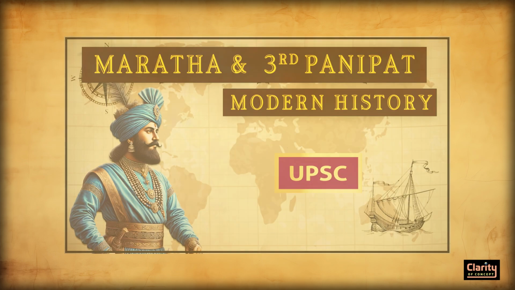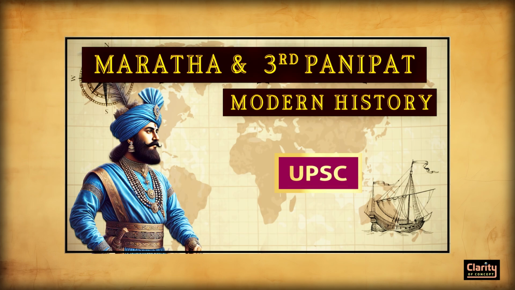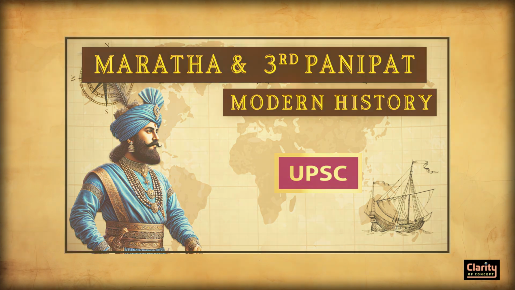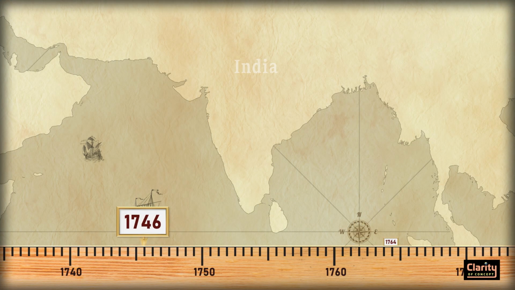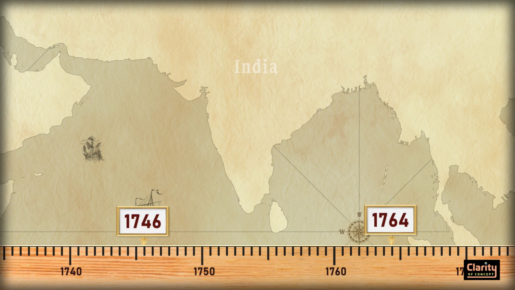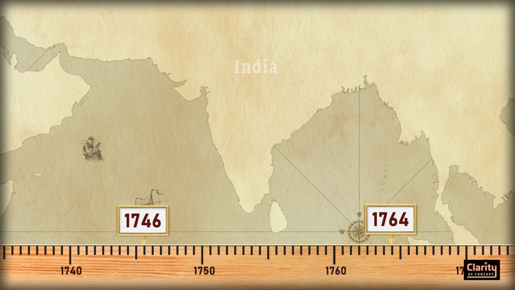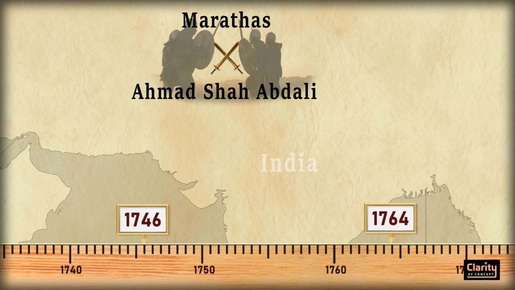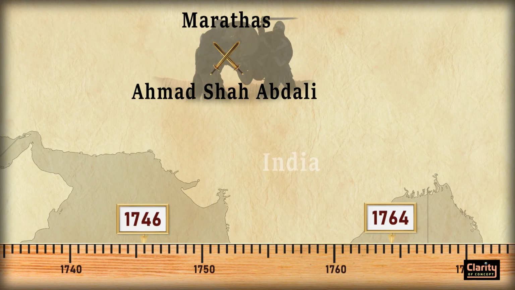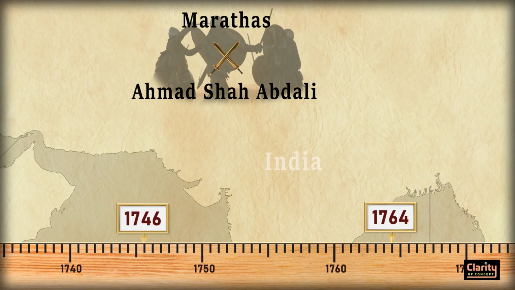In the previous video, we studied the rise of Marathas and the decisive third Battle of Panipat. As we learnt in the previous video, the period from 1746 to 1764 was very crucial in the history of the Indian subcontinent. In this period, three different struggles were ongoing in three different parts of the country. In West and Northern India, Marathas fought with Ahmad Shah Abdali. This was covered in the previous video.